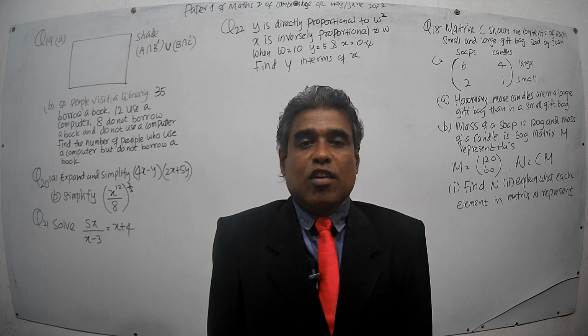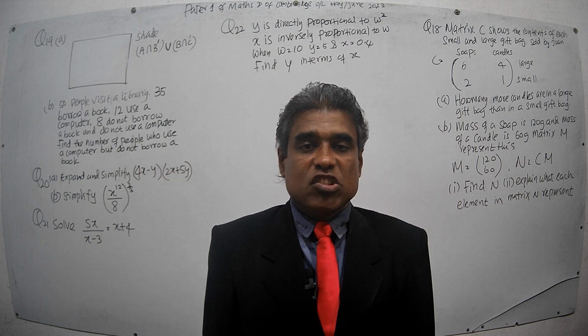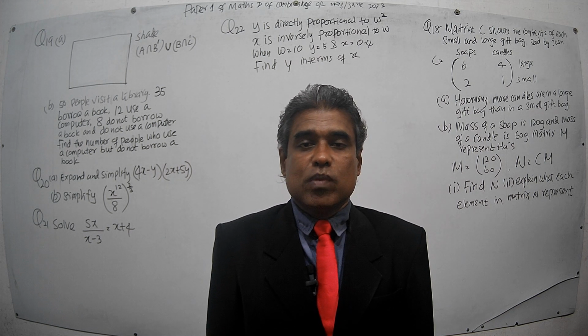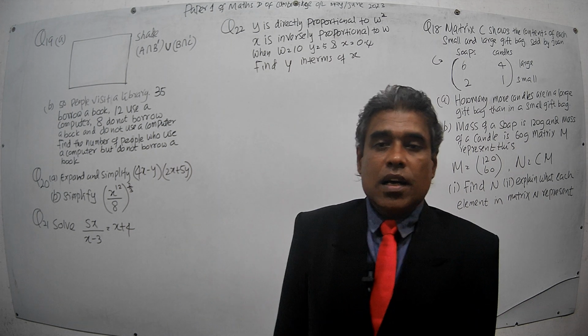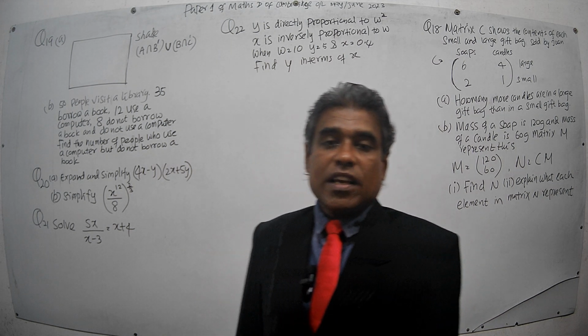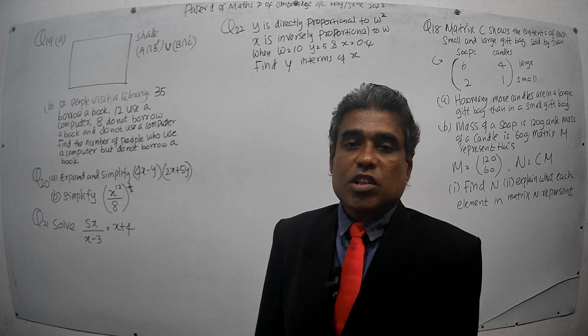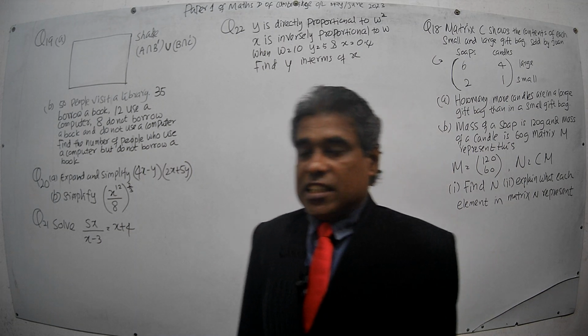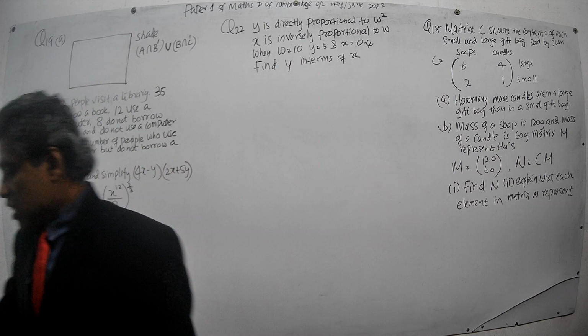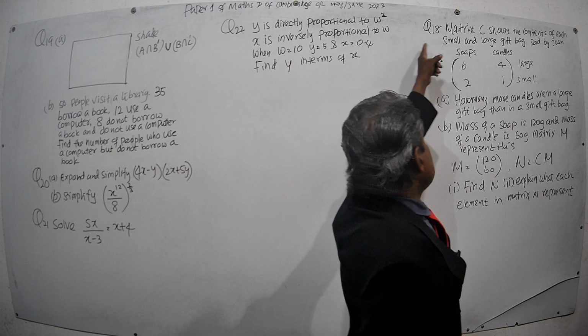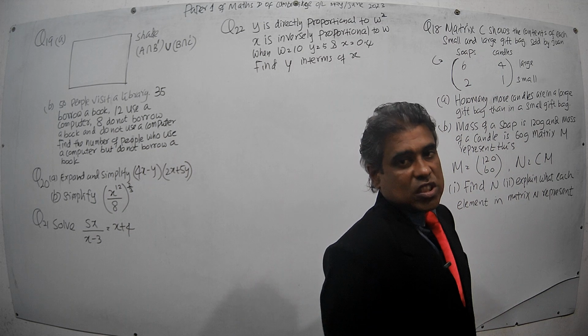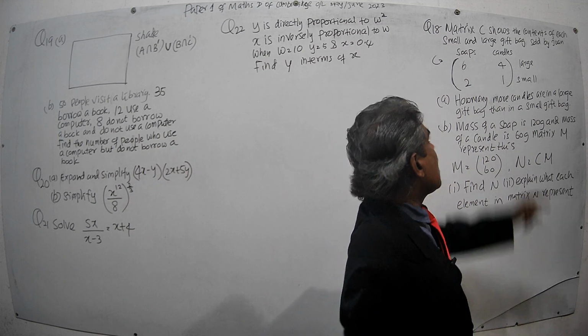I am Saman. Today we are going to discuss paper 1 of Mathematics D of Cambridge O-Level May-June 2023. In this paper, up to now, we have discussed 17 questions. So today we are going to start the discussion from question number 18. We will see what question number 18 is. Here, this is question number 18, matrix. It's a matrix question, right?